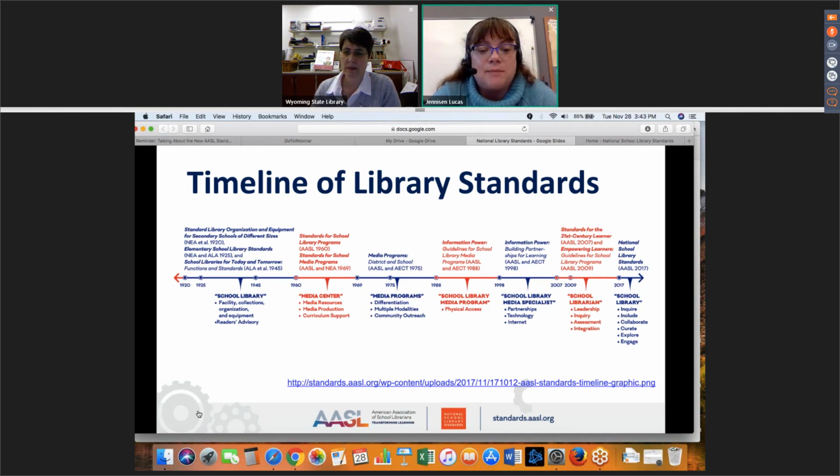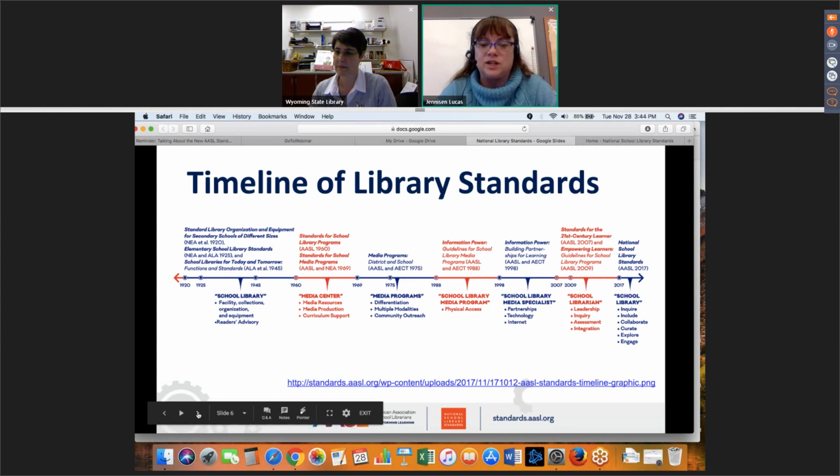And then across the top, you can see where the different sets of standards have pulled in. And in several cases, there were library programs and then media programs, district and school, things happening at the same time. And across the bottom of this, you can see the evolution of what we call ourselves and our programs, and that idea of school library media center to the school library media program to school library media specialists, and then back to school libraries.